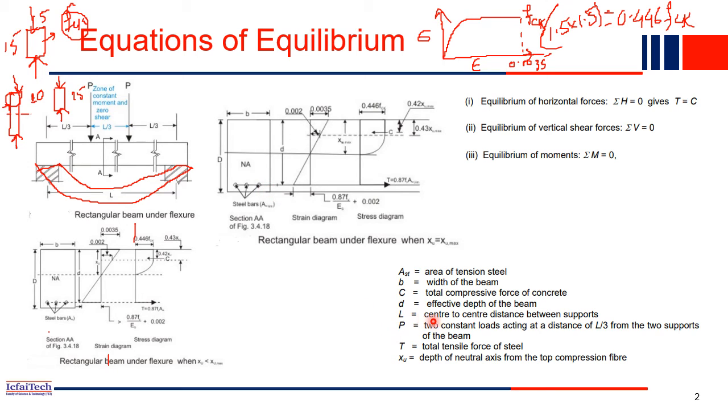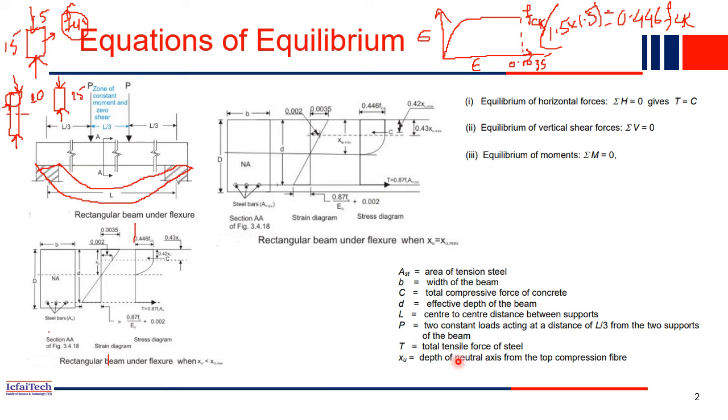Now what is L? Capital L is the center to center distance between the supports. So here you have one support, another support. So the total clear span, if we call it center to center distance, we call capital L. Now P is the concentrated force acting on a beam, and T is the total tension force acting on a beam. So total compressive force we call capital C, whereas total tension force we call capital T.